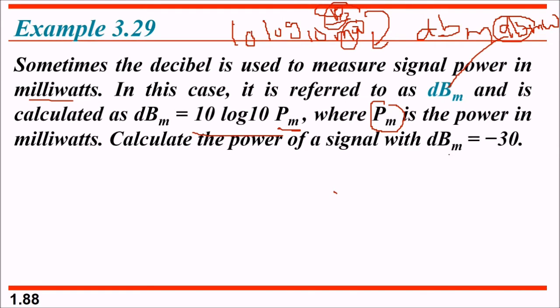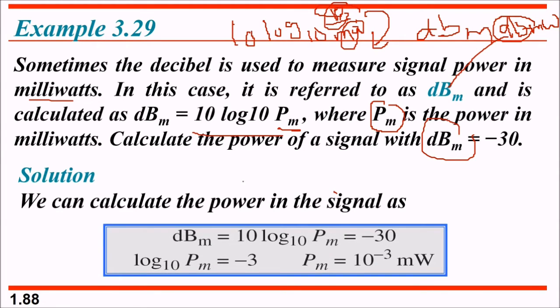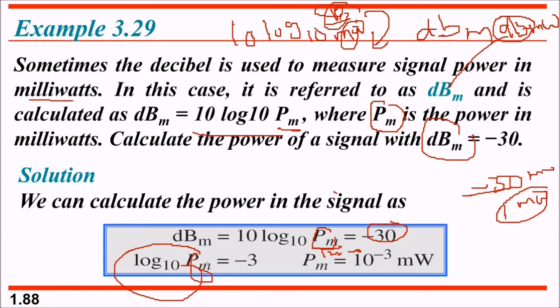So we can calculate the power of the signal in dBm as minus 30 plus 10 log 10 Pm. You can directly write it here, because the denominator is also 1 milliwatt, so we don't have to write this 1 milliwatt here. Otherwise this is obvious, this is 1 milliwatt in the denominator. Given that the power in dB is minus 3, how can you compute this power? It will be 10 to the power minus 3 milliwatt.